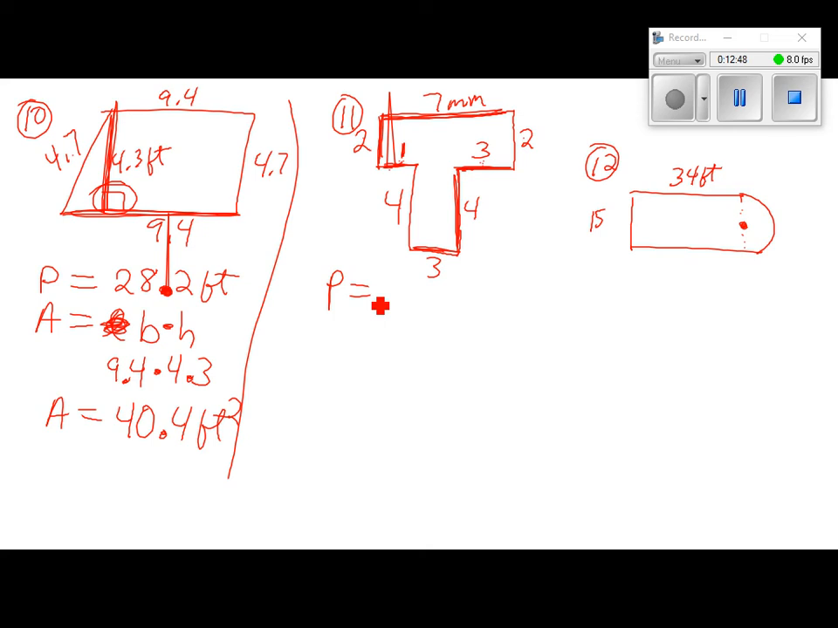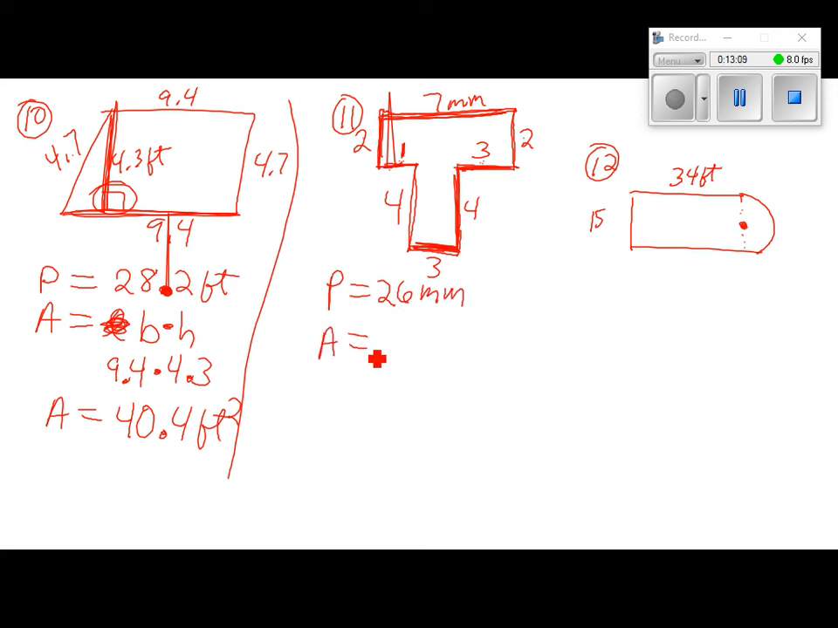If we start adding here, we start here, we go 3 plus 4 is 7, plus 3 is 10, plus 2 is 12, plus 7 is 19, plus 2 is 21, plus 1 is 22, plus 4 is 26, so 26 millimeters is our perimeter.